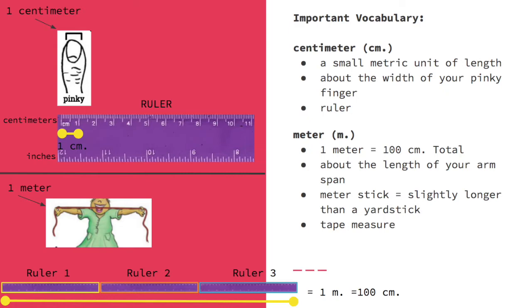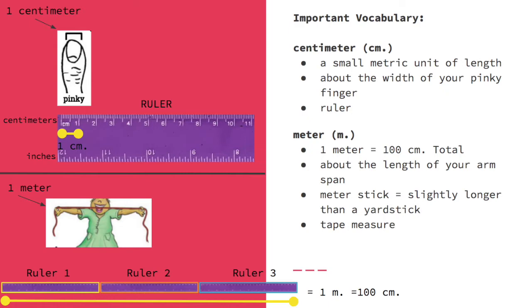On the left-hand side of your screen, you can see an image at the top of a pinky finger. It's labeled 1 centimeter to remind you that a centimeter is about the width of your pinky finger. It's not an exact measurement, it's an estimate, meaning it's really close. Below that image, you can see our classroom ruler, so I've labeled it ruler. You might have noticed I also flipped it around from yesterday, so now the centimeters are labeled on top and the inches are at the bottom.